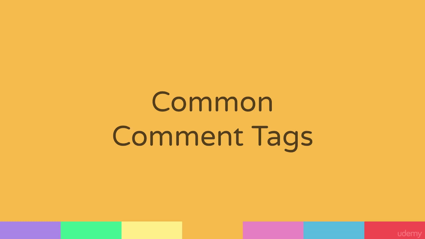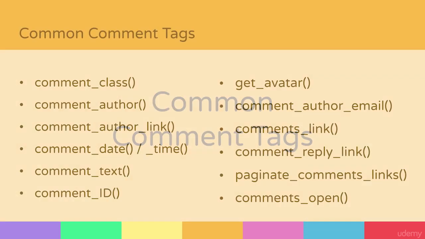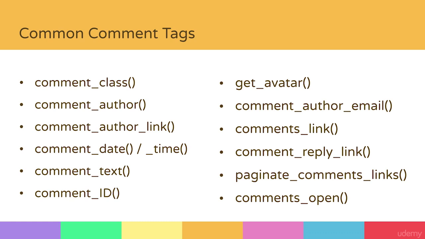Now that we've looked at how to set up comments for being able to use custom comment tags, let's take a look at some of the most common comment tags. So here is a full list of some of the most common comment tags we're going to need. We could output the class, the author, a link to the author along with their name. We have the date and time available, the text, which is super important.